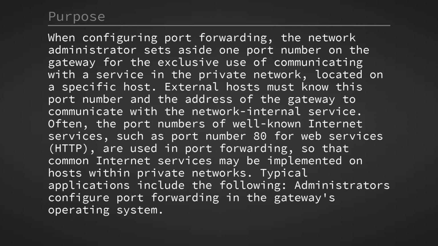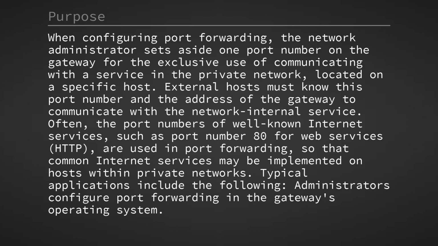When configuring port forwarding, the network administrator sets aside one port number on the gateway for the exclusive use of communicating with a service in the private network, located on a specific host. External hosts must know this port number and the address of the gateway to communicate with the network internal service. Often, the port numbers of well-known Internet services, such as port number 80 for web services, HTTP, are used in port forwarding, so that common Internet services may be implemented on hosts within private networks.